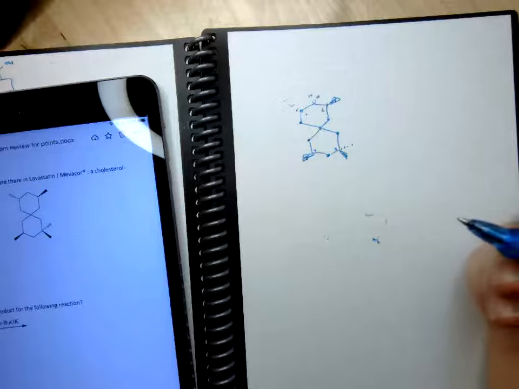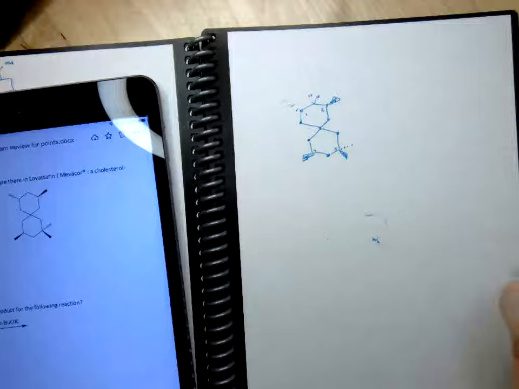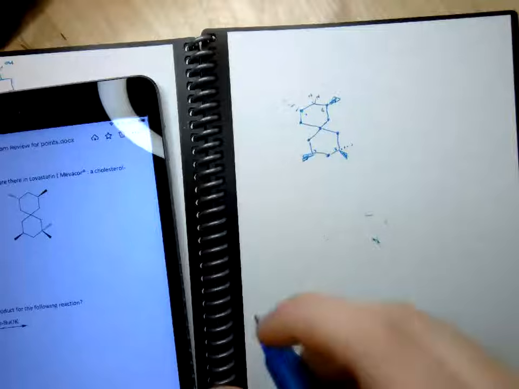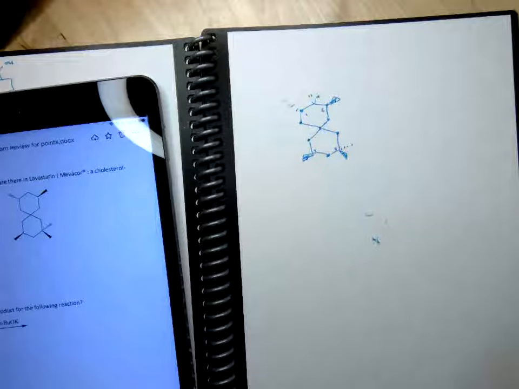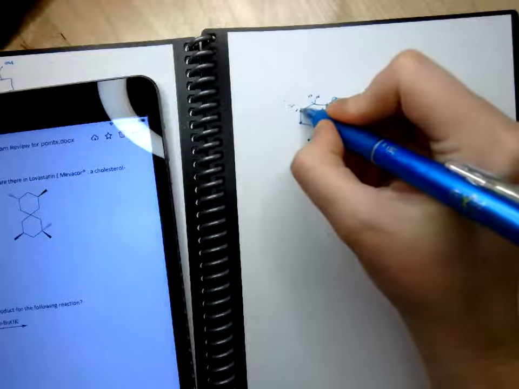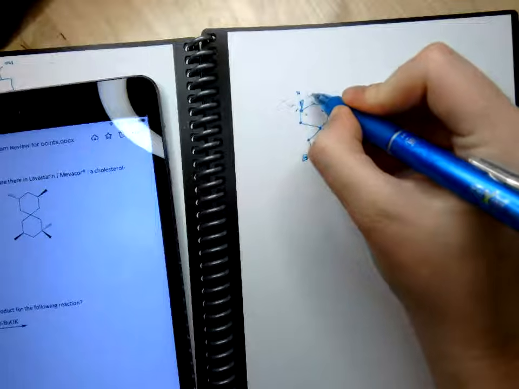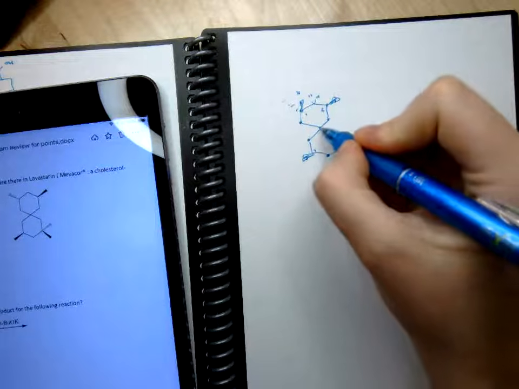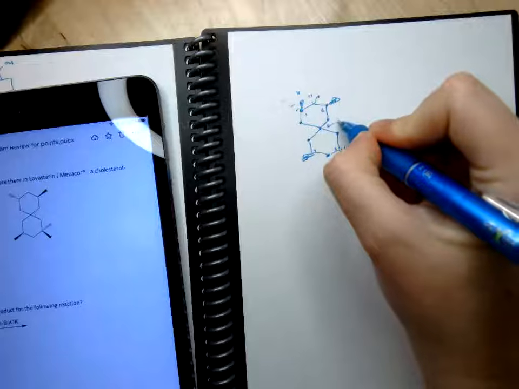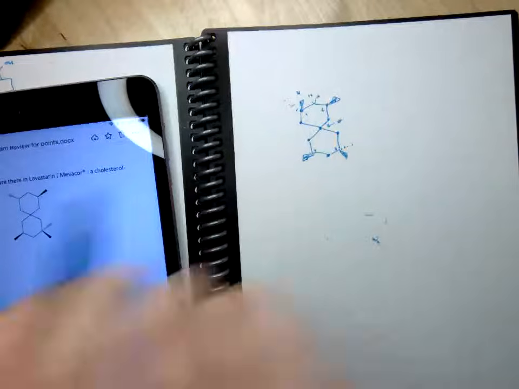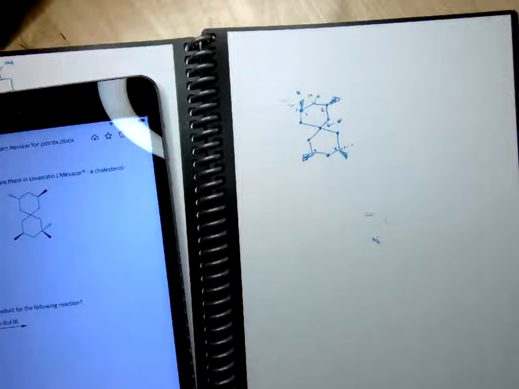Now, sometimes I'll put these wedges and dashes to kind of trick you. So I like to check and make sure that there's none that are the same at all anywhere. I would look through and say, right here, we have an implied hydrogen. Oh, this actually might be a chiral center. I'll go back and look at that. Right here, we have an implied hydrogen.